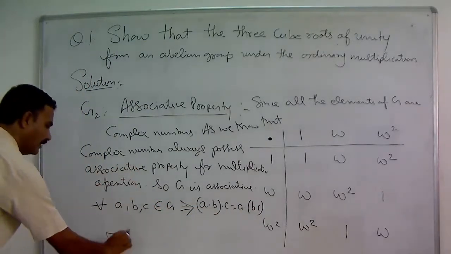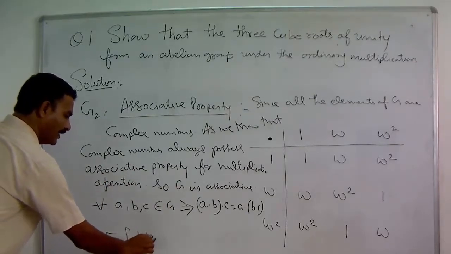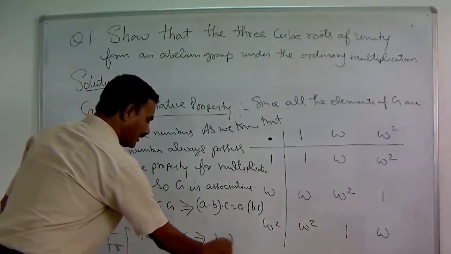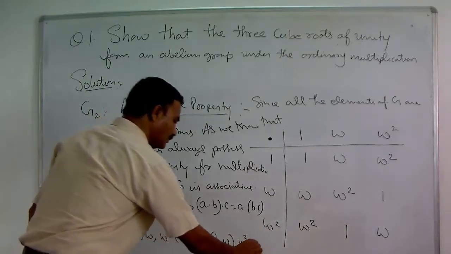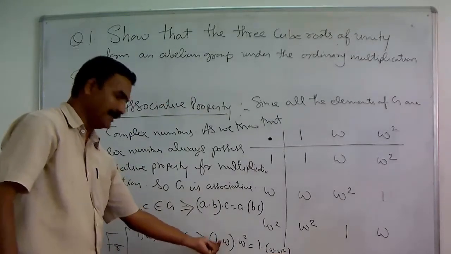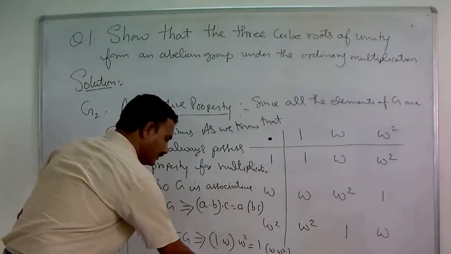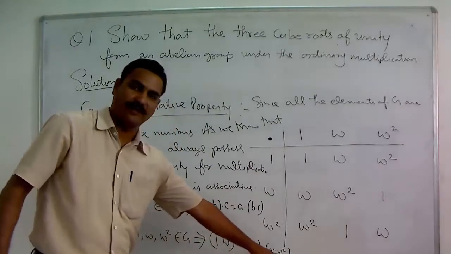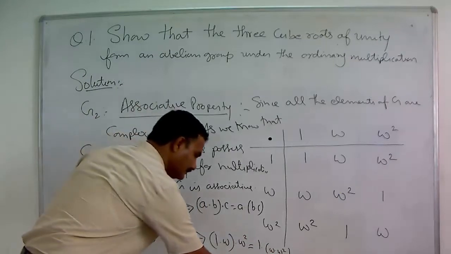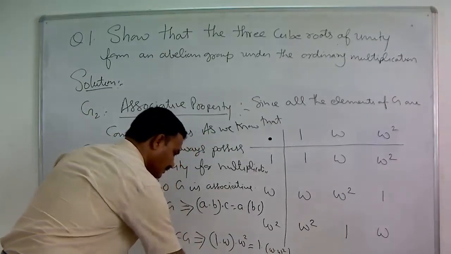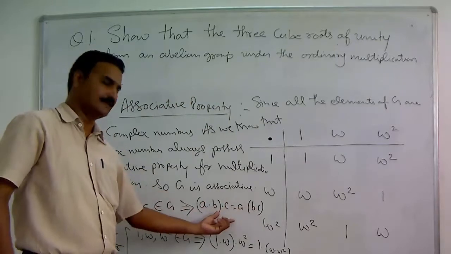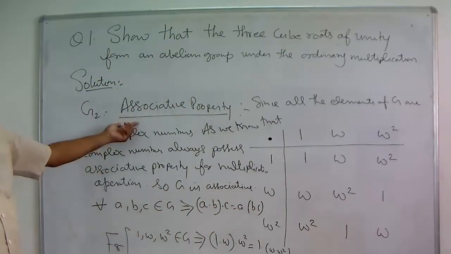And for example, if we consider three elements, 1, omega and omega square, which belong to our set G, (1 dot omega) dot omega square is equal to 1 dot (omega dot omega square). First we simplify the bracket quantity, that is 1 into omega, which is omega. And here we first multiply omega with omega square, and omega into omega square gives us omega cube, and omega cube is always 1. So finally we get 1 equal to 1, which shows left hand side is equal to right hand side, and this G possesses the associative property.